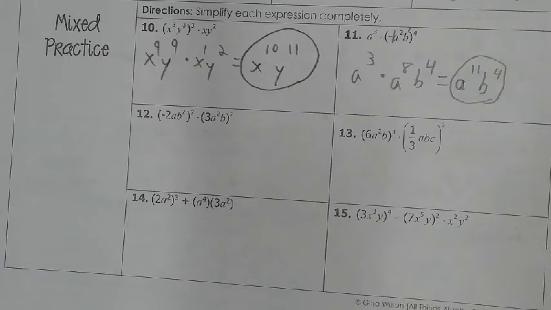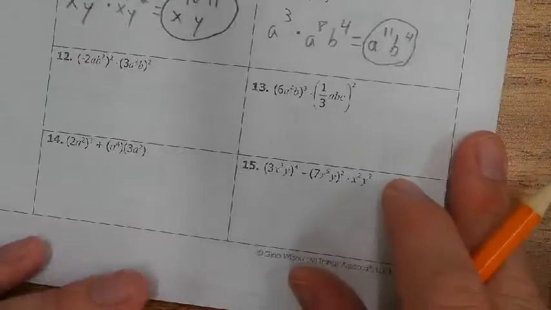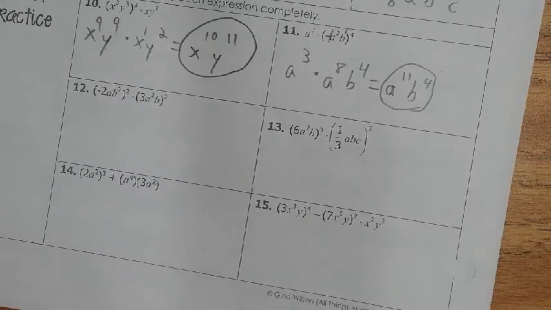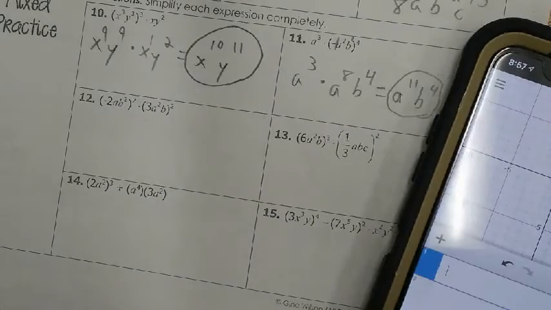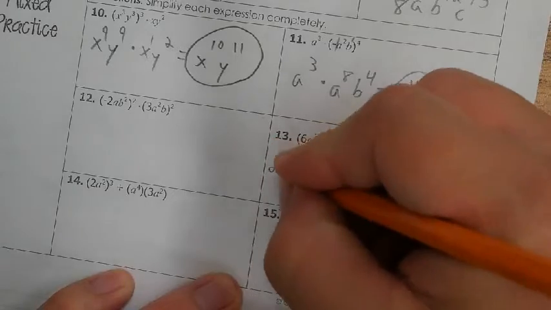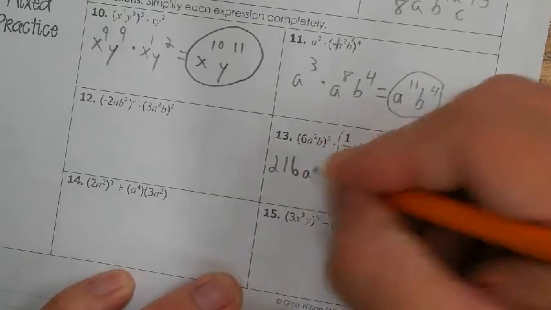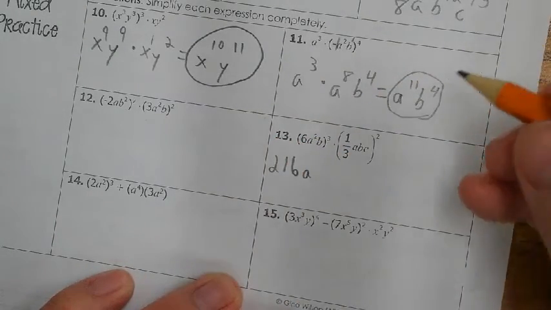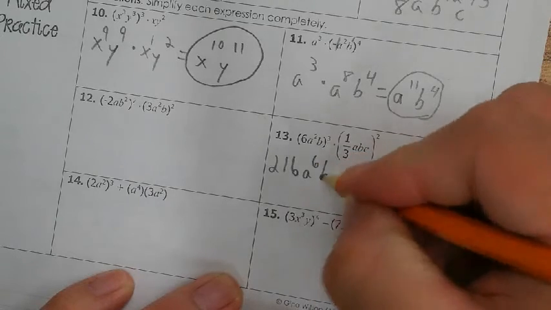All right, I'm going to do one more with you. Do 13. So 13, 6 to the third power. Now, I cannot do that one in my head. So 6 to the third, 216. So it's going to be 216 A to the 6, B to the 3.